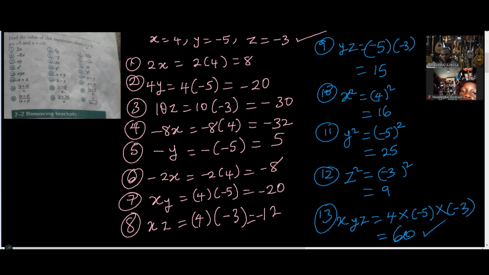So let's move on to the remaining ones at the bottom. We have number 14 to 24. For number 14, it says x plus y. X is 4 and y is minus 5. Plus times minus is minus. So 4 minus 5 gives us negative 1.